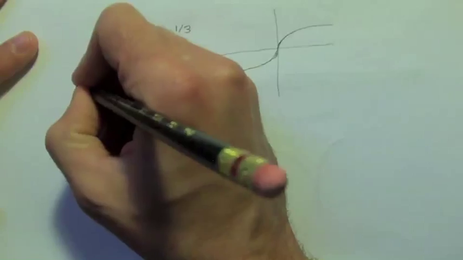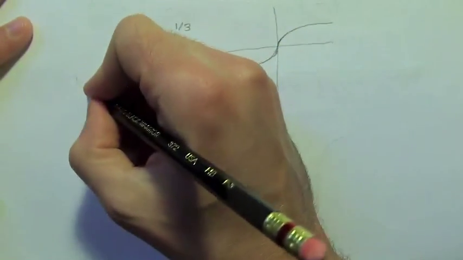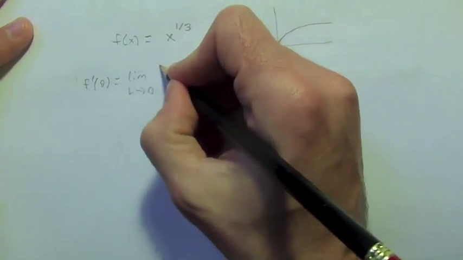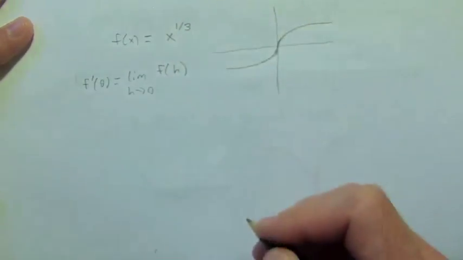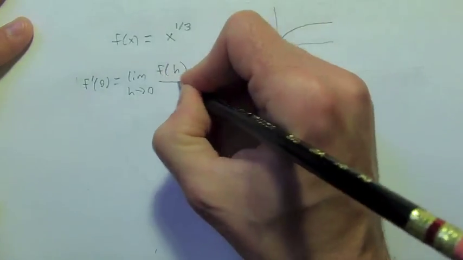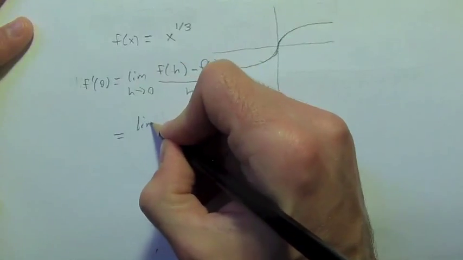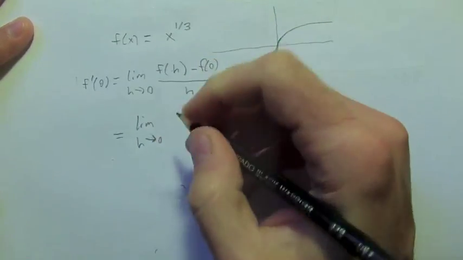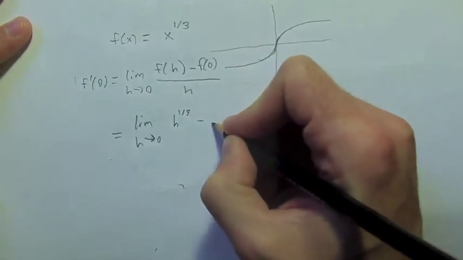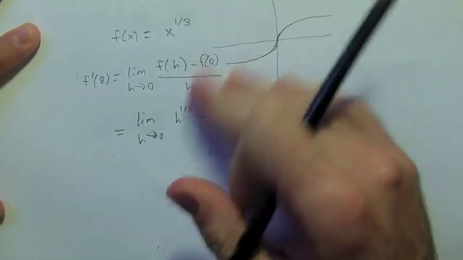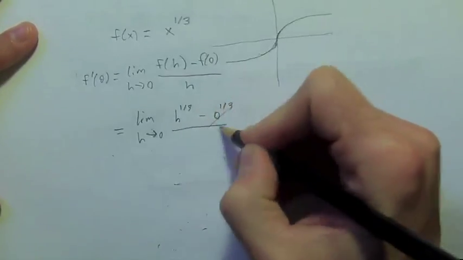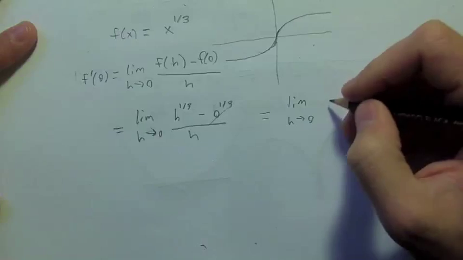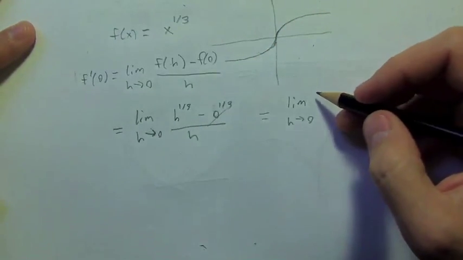But if I look at the derivative at 0, so let's look at f prime of 0. That will be the limit as h goes to 0 of f of 0 plus h, so that would just be f of h, minus f of 0 all over h. So this will be the limit as h goes to 0 of h to the 1/3 minus f of 0, which is going to be 0 to the 1/3. So that's just going to go away, all over h. All right, so we have the limit as h goes to 0 of h to the 1/3 all over h.